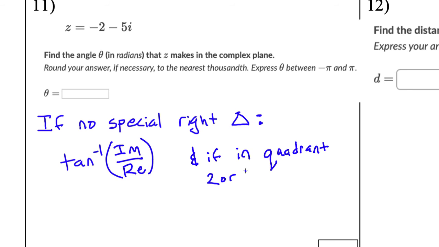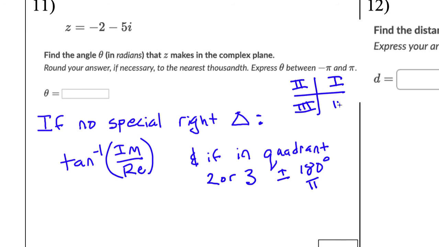If in quadrant 2 or 3, depending on what you need to do, you might need to add or subtract 180 degrees or pi radians. It really depends. In this case, we might need to add or subtract pi because it says use radians. The quadrants go 1, 2, 3, 4. So if you're in these left quadrants, you might need to add or subtract 180, if it's supposed to be there.